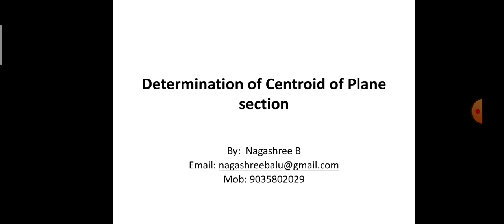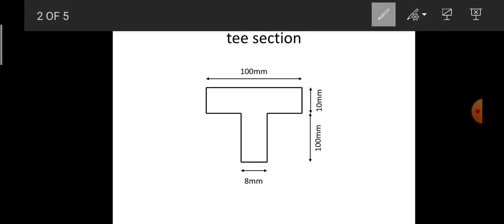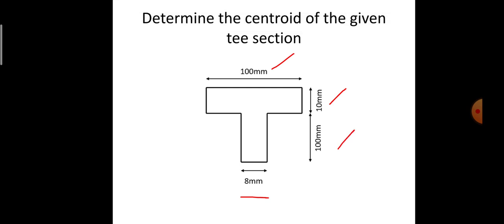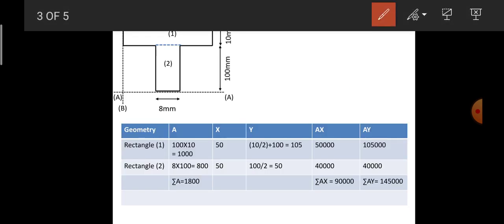Today I'll be discussing how to determine the centroid for the plane section. So here we have a T-shaped structure, wherein the overall dimensions are 100 into 10 mm in the case of the flange, and in the case of the web it is 8 into 100 mm. We have been asked to find the centroid for the overall T section. This is the typical representation.